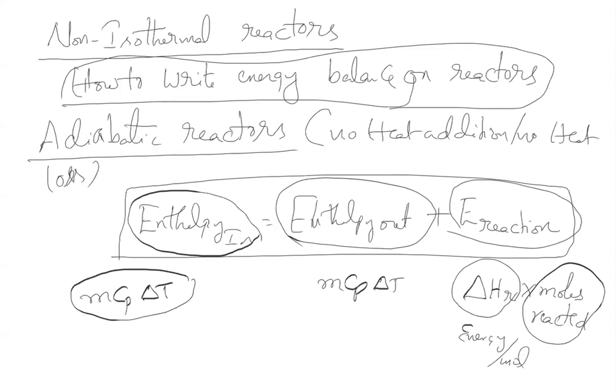So this m Cp delta T depends upon the Cp unit. If Cp is based on kg, then m will be in kg. If Cp is based on moles, then m will be in moles. So you don't have one particular perfect equation here. You have to read the question carefully and, based on the question, write or solve the problem. Clear?